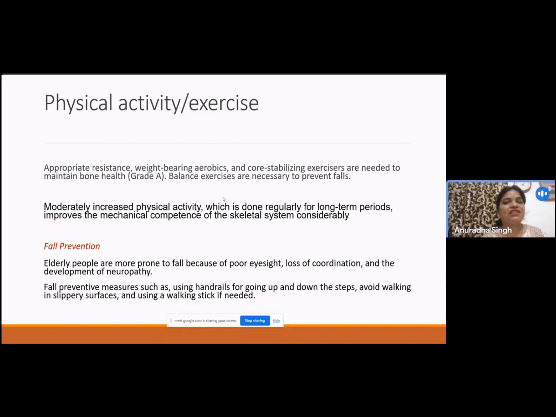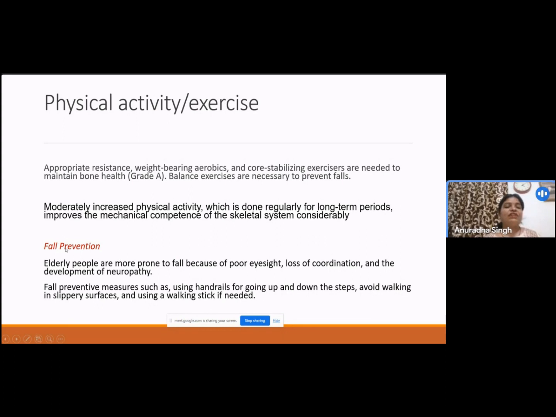Swimming is not a weight bearing exercise because it is anti gravity, so don't prescribe swimming if anybody is fond of it. Now, apart from these exercises, it has to be done for a long term period, and it improves the mechanical competence of the skeletal system considerably.